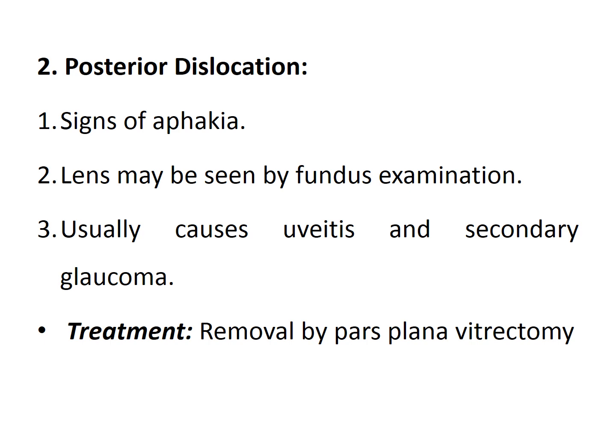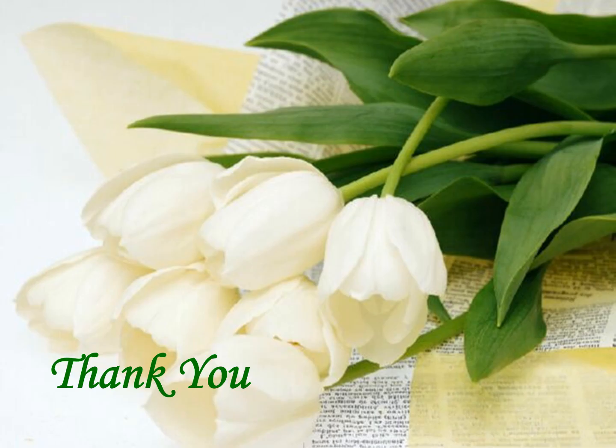What about the posterior dislocation? In the case of posterior dislocation, the lens drops posteriorly into the vitreous, so it gives fake signs like that of aphakia, and the lens may be seen in the fundus. It is also complicated by uveitis and secondary glaucoma, and it should be removed through pars plana vitrectomy because it is posteriorly dislocated.